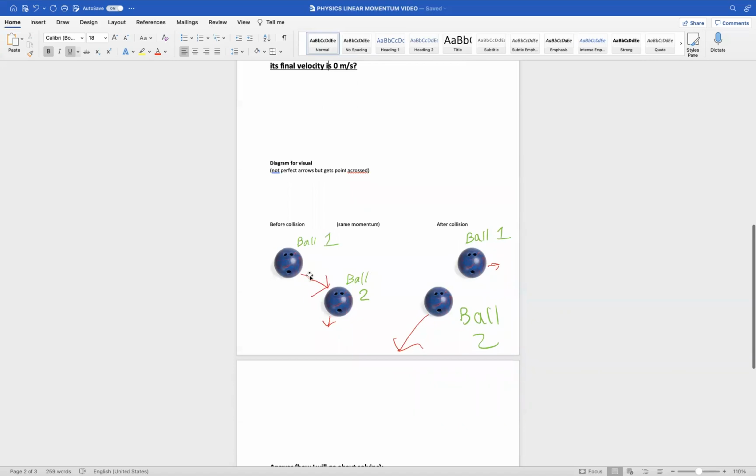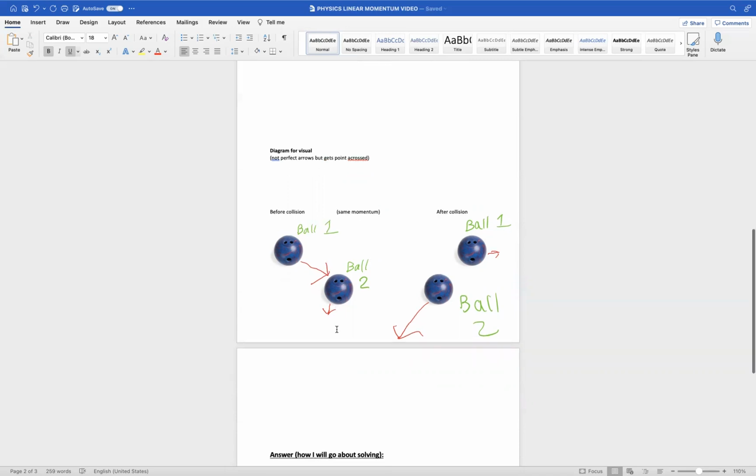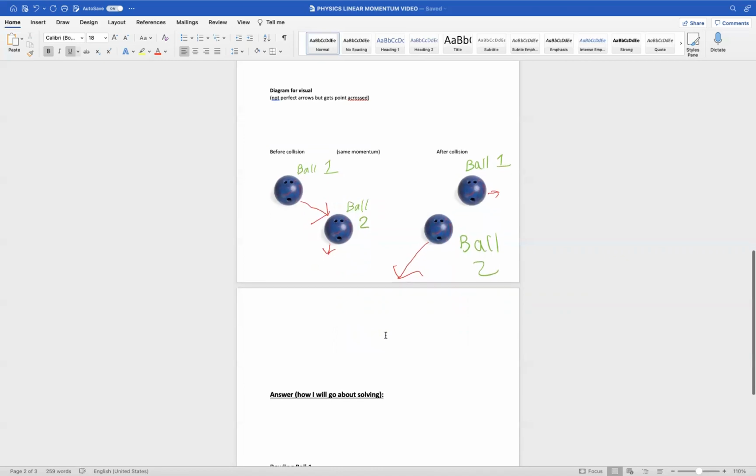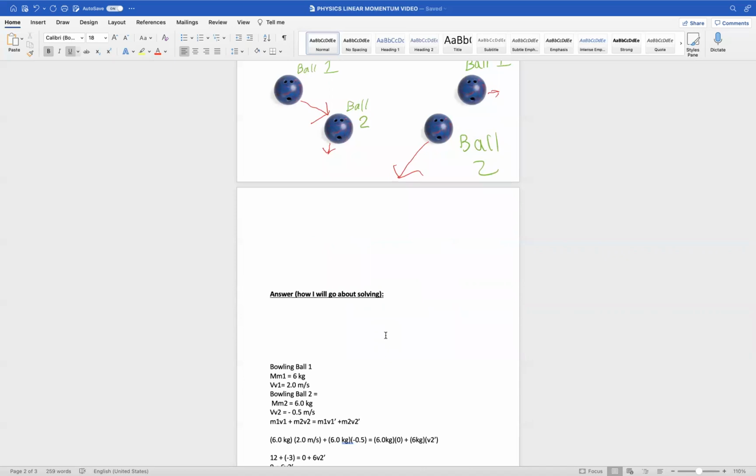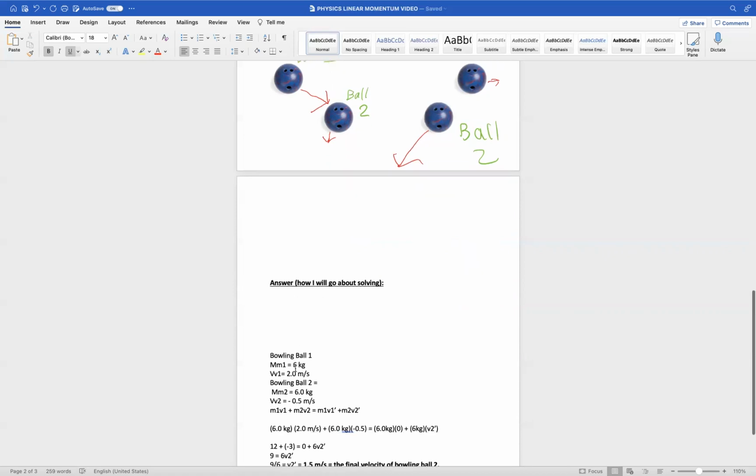So if ball one hits at 2 meters per second, and this ball moves negative 0.5 meters per second, this ball over here, so that was ball one that moved 2 initially, but that means it's going to transfer the energy, and this one's going to move 0.5 and the other one's going to move 2 meters per second. So how I will go about solving this question is I need to have some mass and velocity. The mass of the bowling balls, both of them, is 6 kilograms.